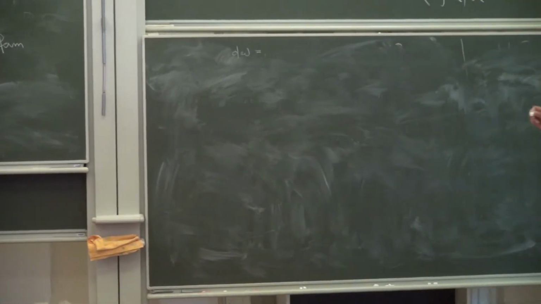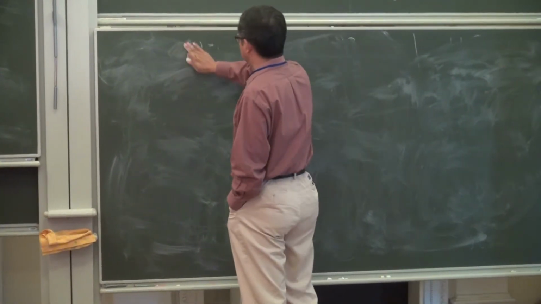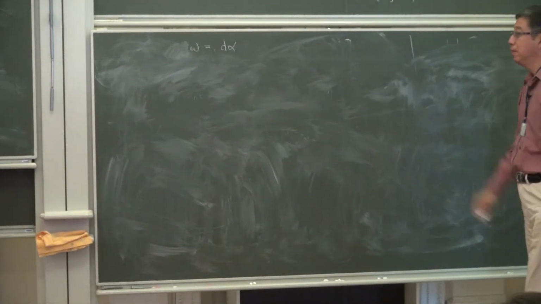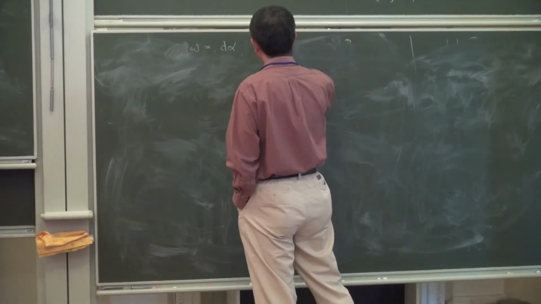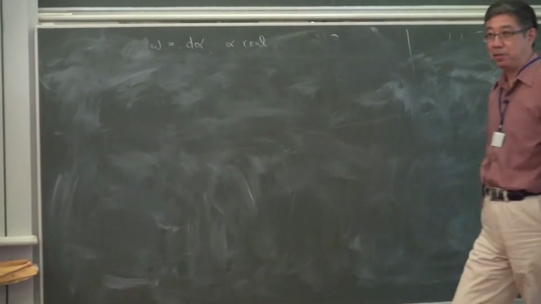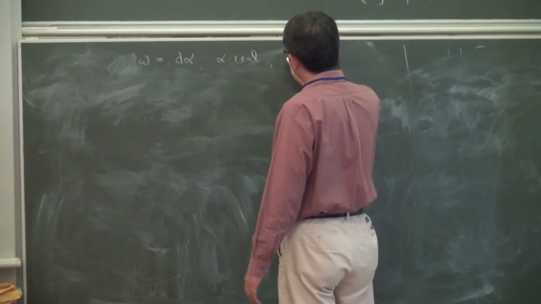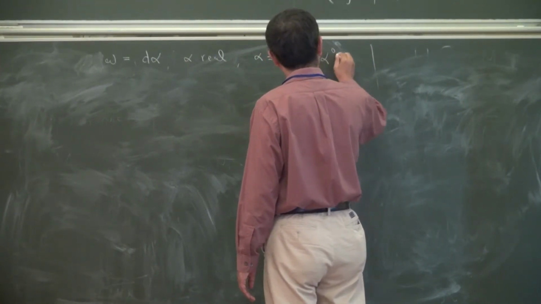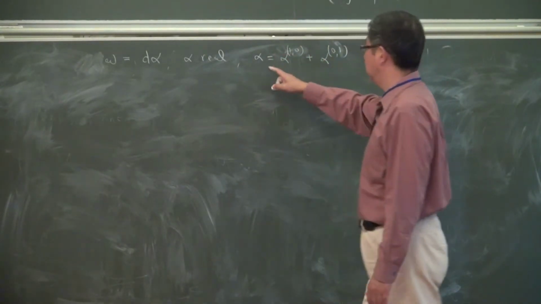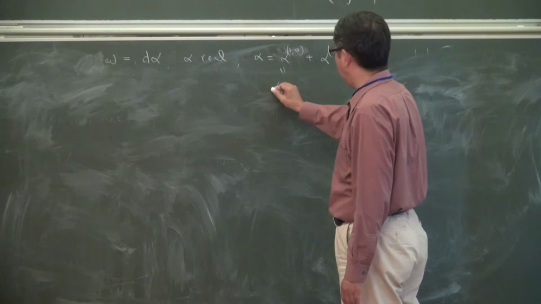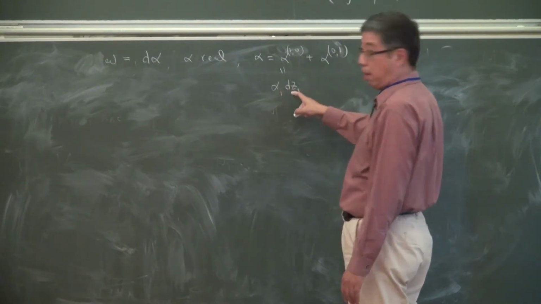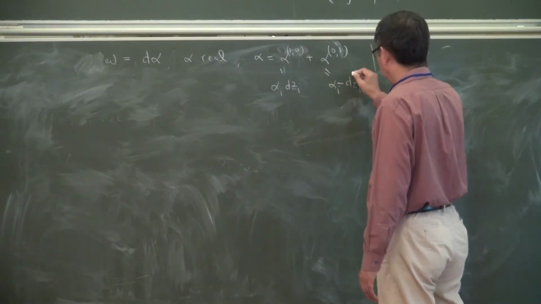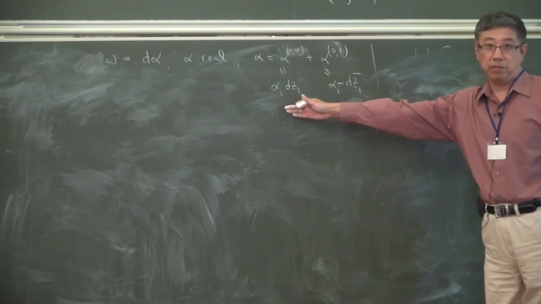Since d omega is zero, omega can be written as d alpha locally, not globally, where alpha is real. That's from calculus. Then you can write alpha as a one-form with a (1,0) part and a (0,1) part, so you have alpha i dz i only in the holomorphic direction, plus its conjugate in the anti-holomorphic direction. Of course, one part is just the conjugation of the other because it's a real form.